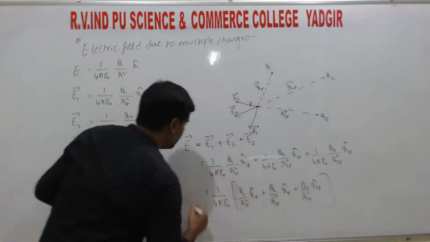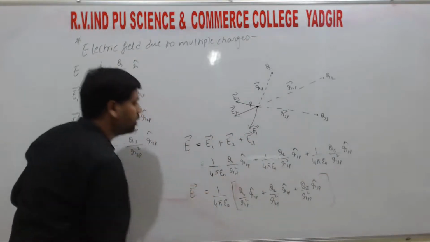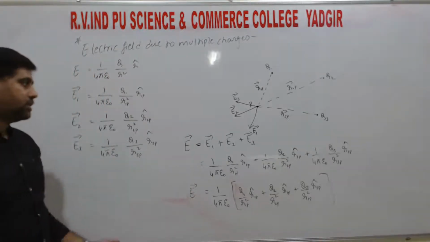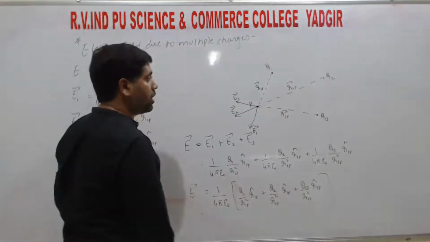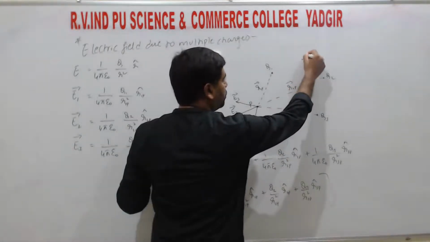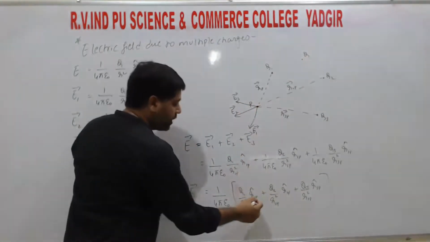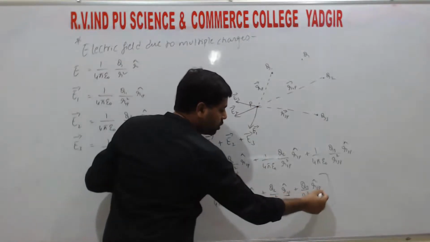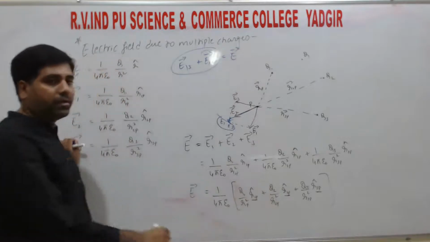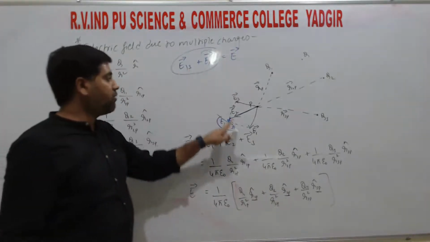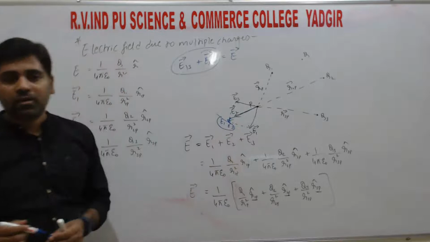So this gives the electric field intensity due to multiple charges. If there are n number of charges, we need to consider the direction, and then this gives the resultant electric field E, right? This will be understood by solving the problems, right?